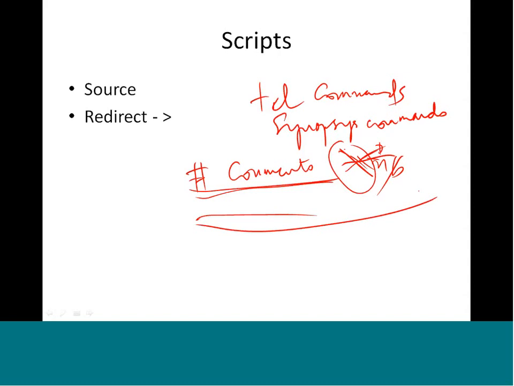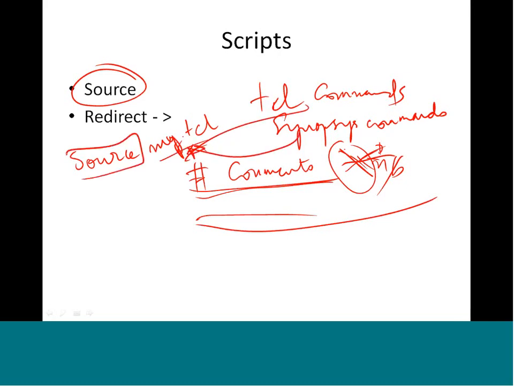And how do we run a script? We use the command called source. So for example, source my.tcl. My.tcl can be a script that contains all these Tcl commands and the Synopsys commands, and we simply do a source to run the script. Once you do the source, you can redirect using the greater than symbol. So these are all the standard ones that we already saw.